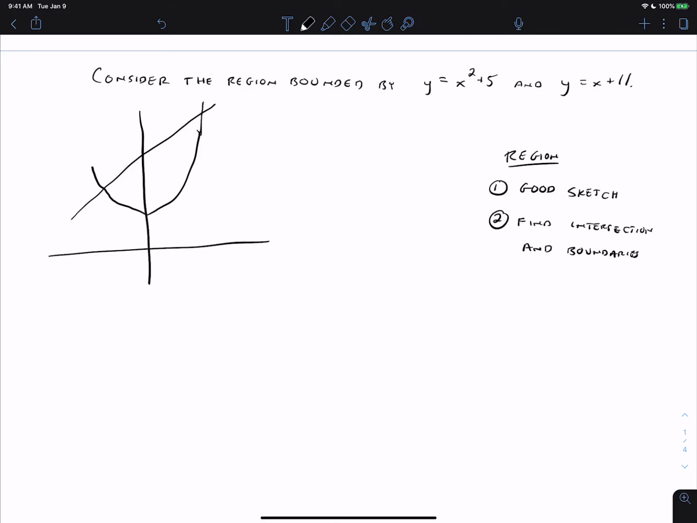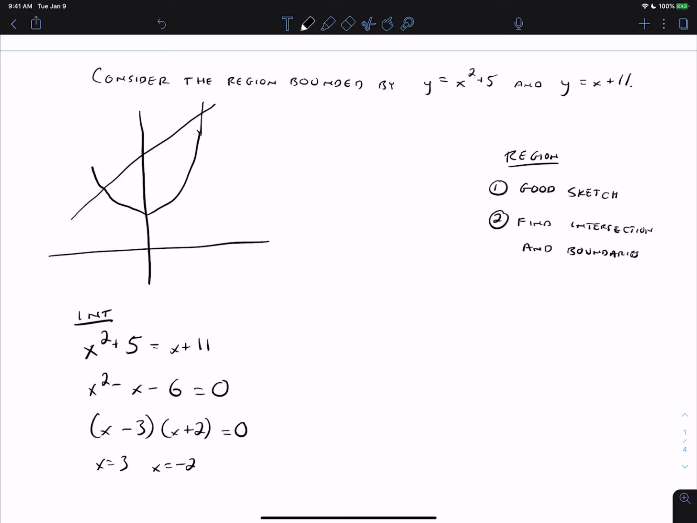To find the intersection points, we're going to say x squared plus 5 equals x plus 11. We're going to solve that for x, so we get 0 on one side. We factor that and get x minus 3, x plus 2 equals 0. That gets us x equals 3 and x equals negative 2. The point on the right is pretty clearly where x is 3. You can plug the 3 into either equation to get that y is then 14.